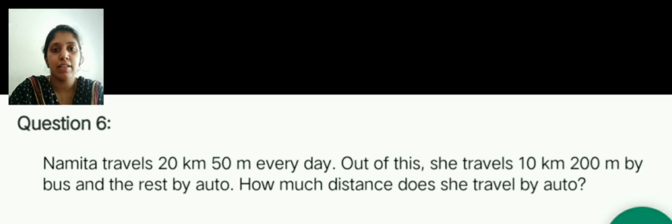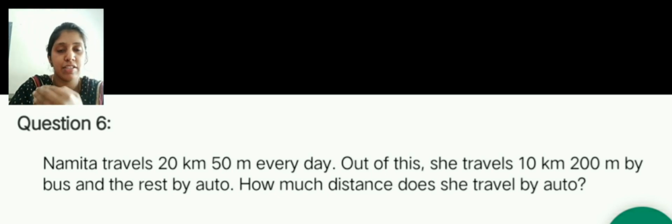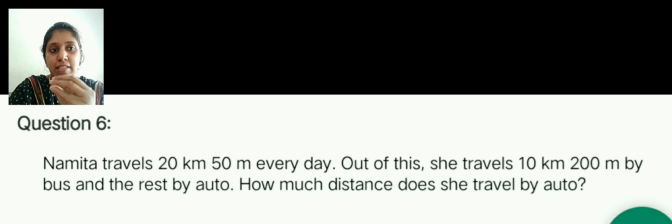Okay, so Namita is traveling some distance every day. The distance she is traveling is 20 kilometer 50 meter. From this total distance she is traveling 10 kilometer 200 meter by bus, and the remaining she is traveling by auto. So we have to find how much distance she is traveling by auto.